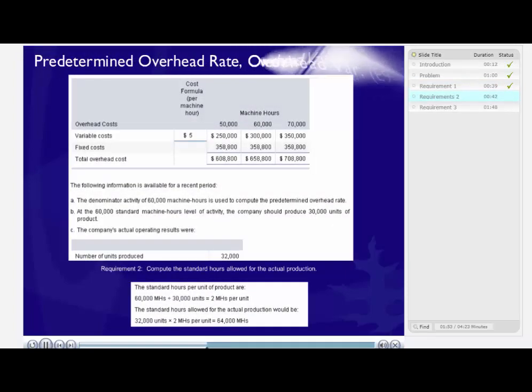Next, we take a look at requirement 2, which appears in the white writing near the bottom of this slide. It says compute the standard hours allowed for the actual production. And down at the bottom you see an image of how you would solve this one. We take the 60,000 machine hours divided by 30,000 units to come up with 2 machine hours per unit. The standard hours allowed for the actual production would then be the 32,000 units times 2 machine hours per unit, and the answer comes out to be 64,000 machine hours.